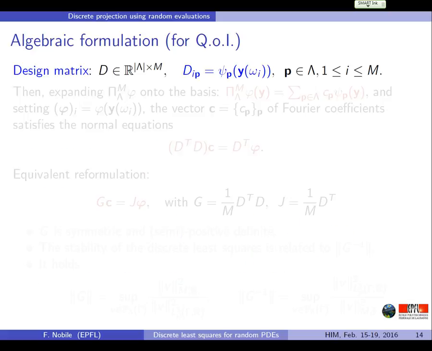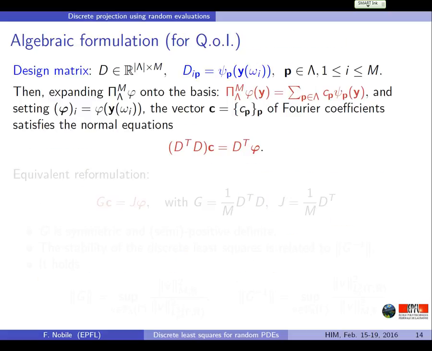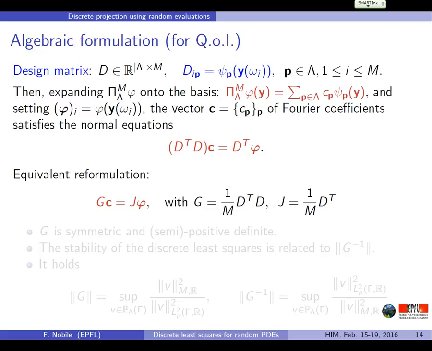Okay. So of course this minimization problem is just a least squares, so it leads to a linear system to solve, the normal equations. If we expand the solution, or the quantity of interest, on the basis, we want to find the coefficients, and the coefficients satisfy this equation where D is the design matrix where we evaluate every polynomial at each random point. I just rewrite it slightly, introducing the matrix G, which is 1 over M D transpose D, so it's the Gramian matrix rescaled by M.